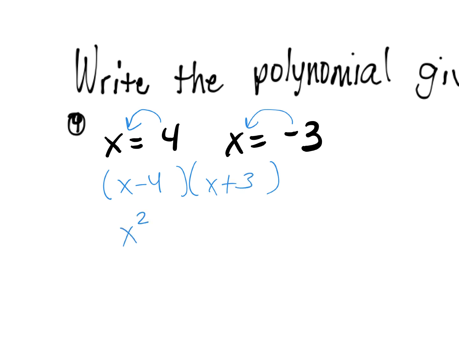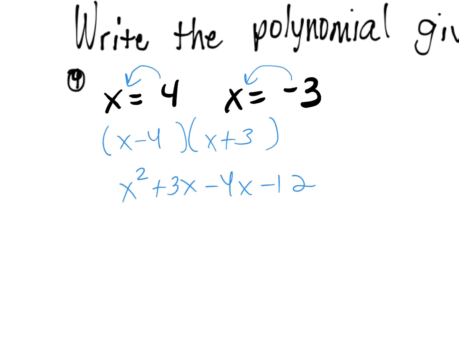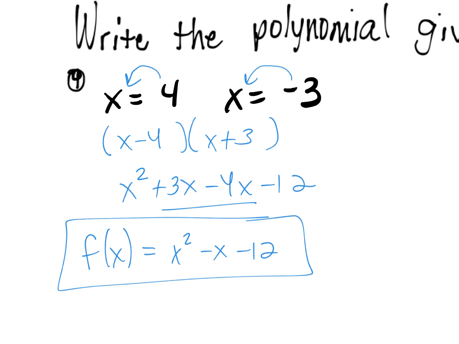X squared plus 3x minus 4x minus 12. And then what do I do? Combine like terms. So your final answer would be f of x equals x squared minus x minus 12. You are going to be given the answers, given the roots, given the solutions. You have to find what polynomial they come from. Just working backwards.